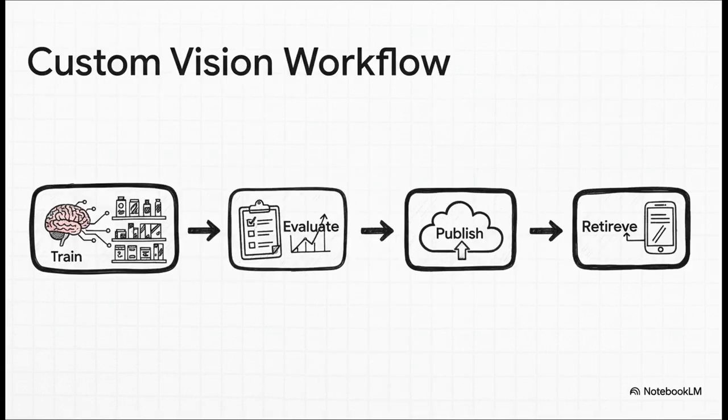So what if you need to detect something totally custom, like your company's specific products on a store shelf? This is the workflow, the game plan to bring that idea to life. First, you train the model with your images. Then you evaluate it. You look at metrics like precision and recall to make sure it's actually accurate. Once you're happy with how it's performing, you publish it. And that final step is the magic one. It gives you a live API endpoint that your app can call to start making predictions in the real world.